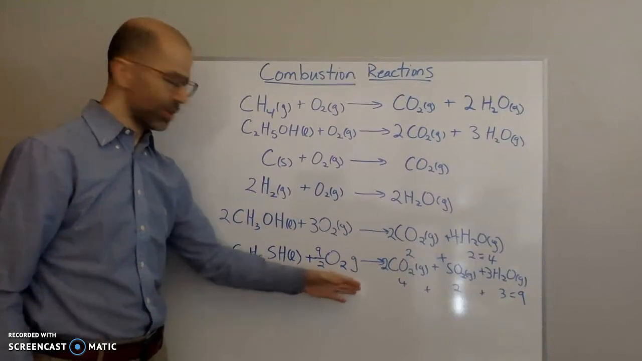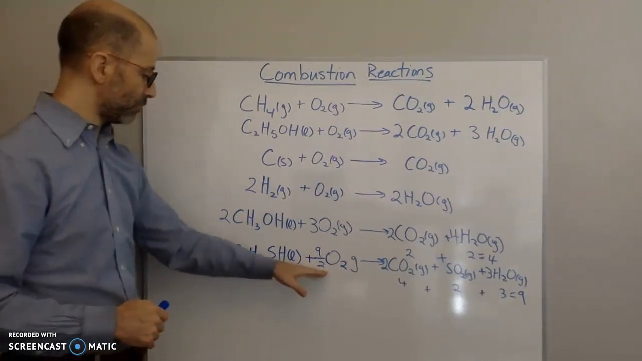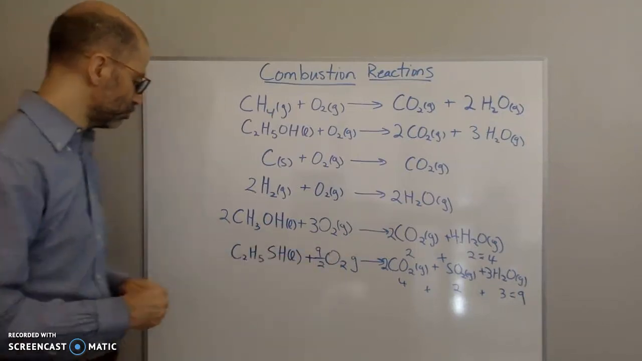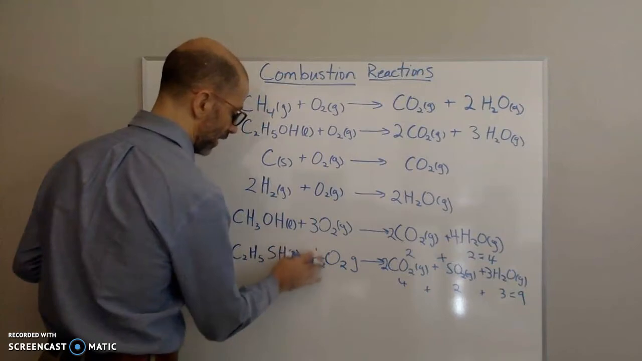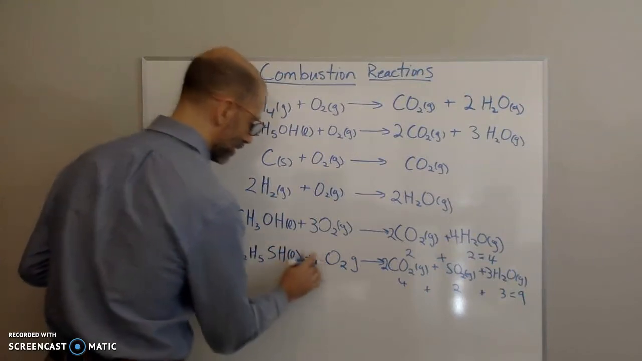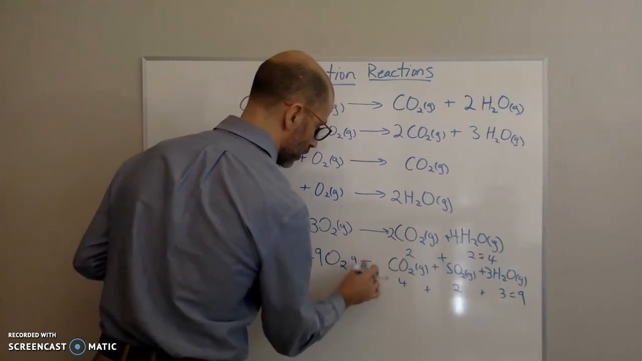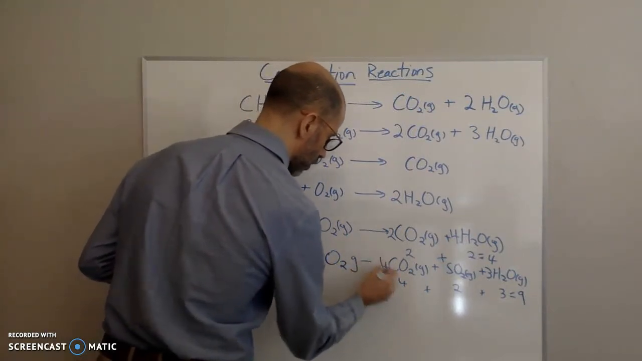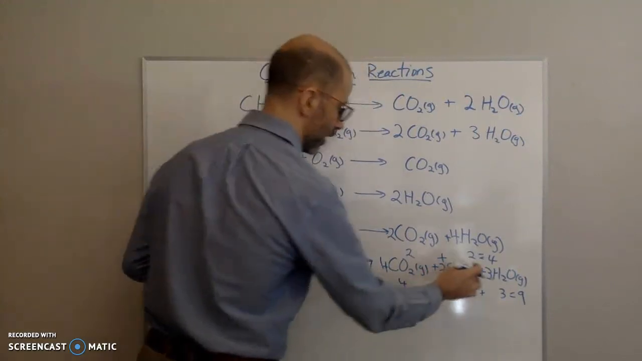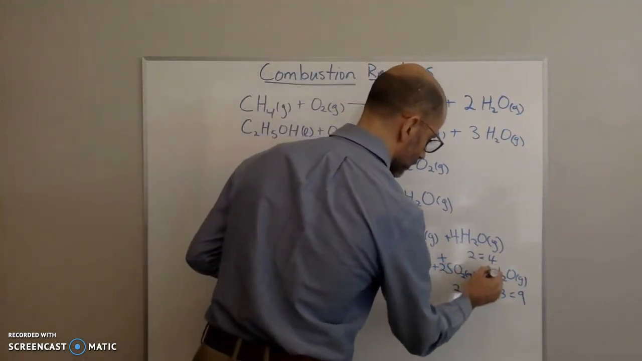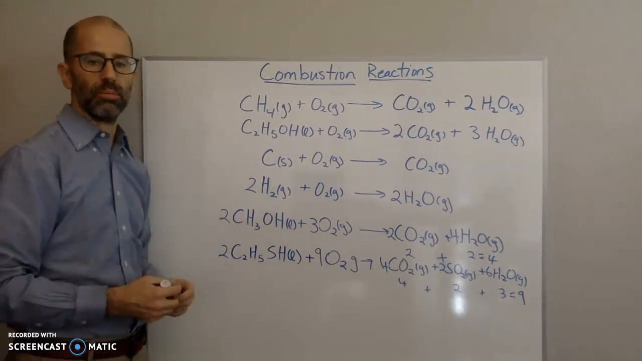So now I have everything balanced. And so now all I need to do is get rid of the half. So I multiply everything by 2. So 2 times 1 is 2, so I put a 2 there. 9 halves times 2 is 9. 2 times 2 is 4. And then 2 times 1 is 2. And then 3 times 2 is 6. So that would be the balanced equation for this combustion reaction.